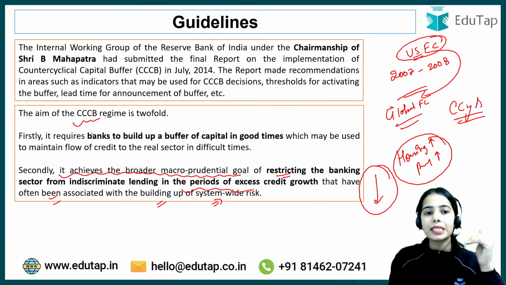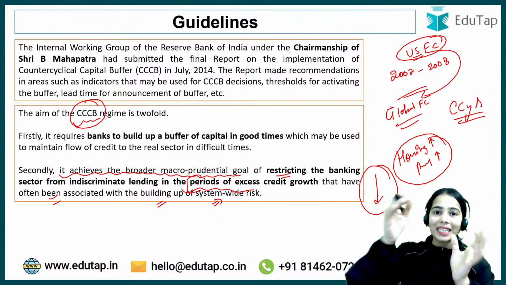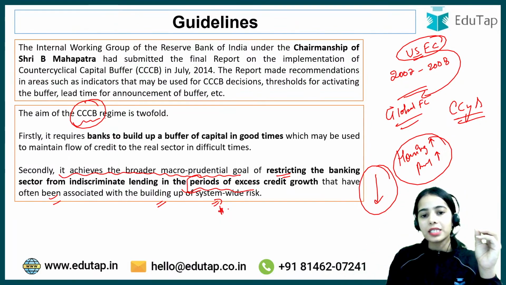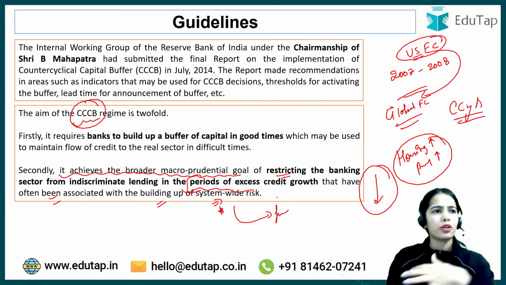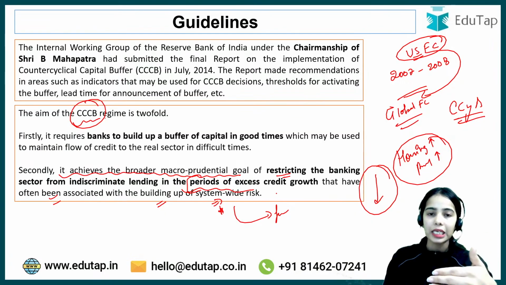So it is said that CCyB, or the counter cyclical capital regime, is required when there is a period of excess credit growth, because excess credit growth can create system wide risk in the future. Right now it is good that credit is growing, many people are taking loans, demand in the country is rising, and production is increasing.